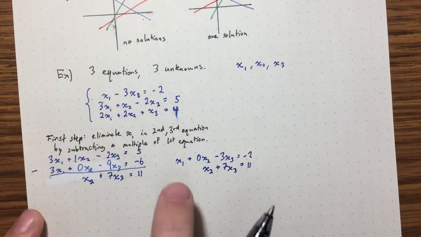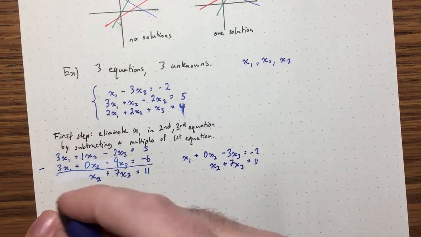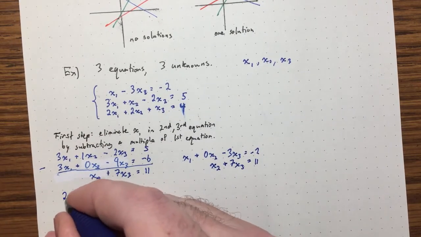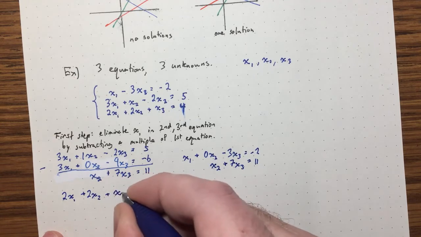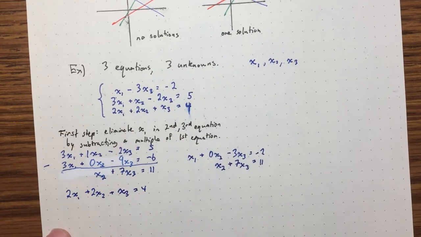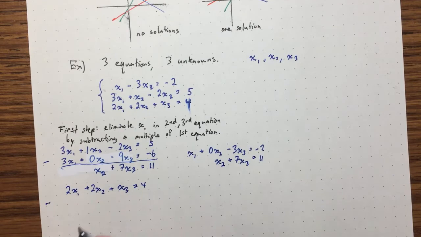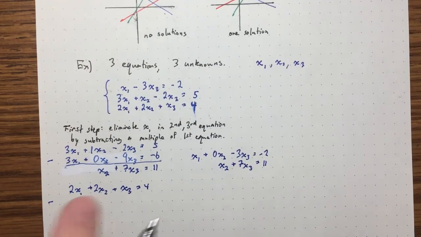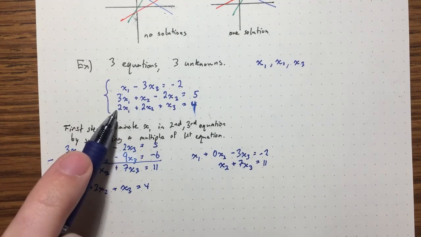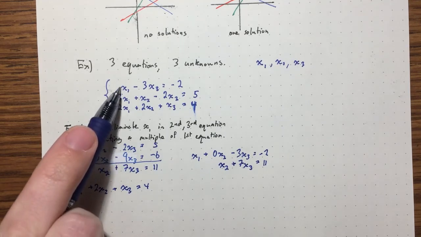What's my new third equation? Let's also do the same trick. So I'm going to take my third equation. I'm just going to write it down here. It's 2x2 plus x3 equals 4. And I'm going to subtract an appropriate multiple of this first one. What multiple should I choose? I should choose 2, right? Because I want to get this to be a 2.